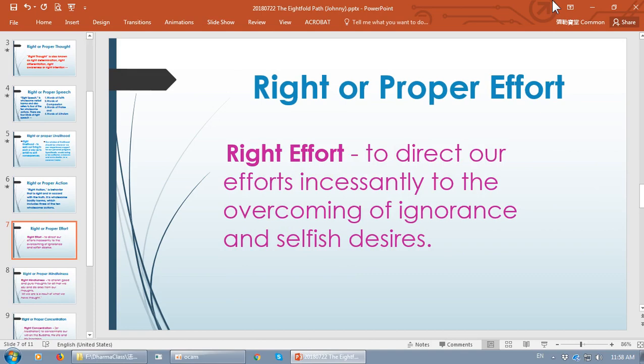So, right or proper effort. Right effort is to direct our efforts incessantly to the overcoming of ignorance and selfish desires. Attempt to overcome crippling states such as taking offense at the remarks of others. So when someone is trying to say something to you, whether right or wrong, whether you believe what they're saying or not, it is important that we take it in a respectful manner and understand what they're saying instead of getting angry or not listening at all.